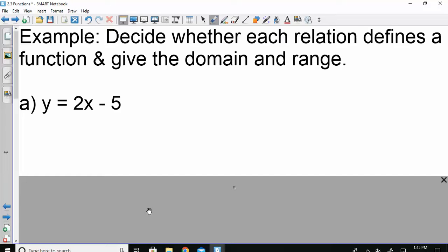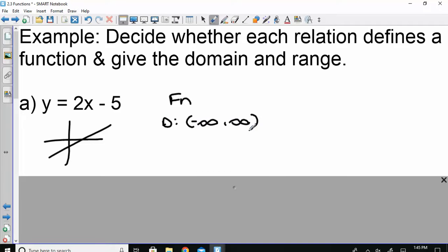The first one, y equals 2x minus 5, that's the same one that we already graphed and decided it was a function. But what we didn't do was the domain and range on it. So that's why I put it on here again. So this was the line that we already graphed. We know this is a function. What's the domain? What is your range?